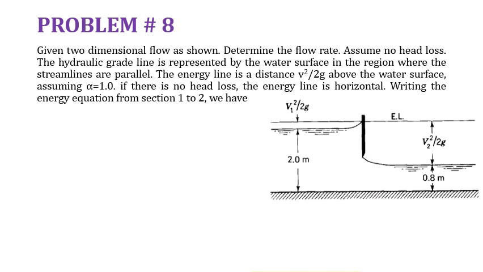The energy line is at a distance of v square over 2g from the water surface, because the water surface is a hydraulic grade line and the difference of energy line and hydraulic grade line is velocity head. So assume alpha, which is a velocity correction factor, it is 1. If there is no head loss, the energy line is horizontal. So write the energy equation between section 1 and 2.